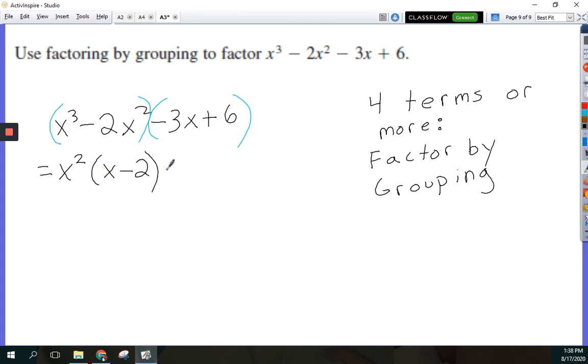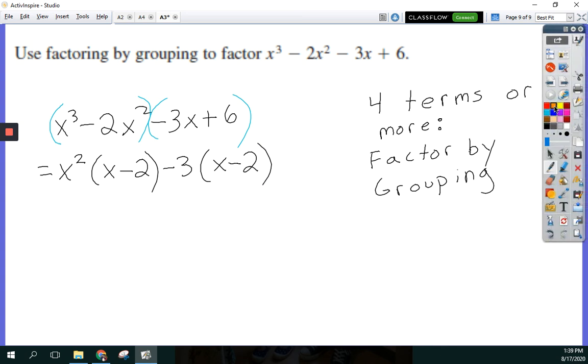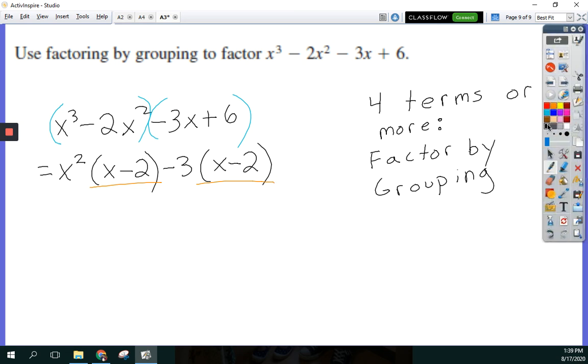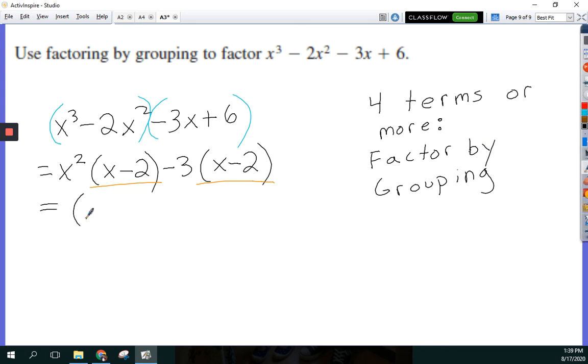In our second group, notice that we have a negative 3 in common, and we're also left with x minus 2. Now, if you forgot that you needed to factor out that negative 3 out of your second group, we would have gotten a negative x and a positive 2. But hopefully we then would have seen, oh, those are just opposite. I need to factor out a negative, and then my parentheses will match. So now that we have an x minus 2 in both of our parentheses, we can factor that out, and we want to write what we have left over, which is x squared minus 3.